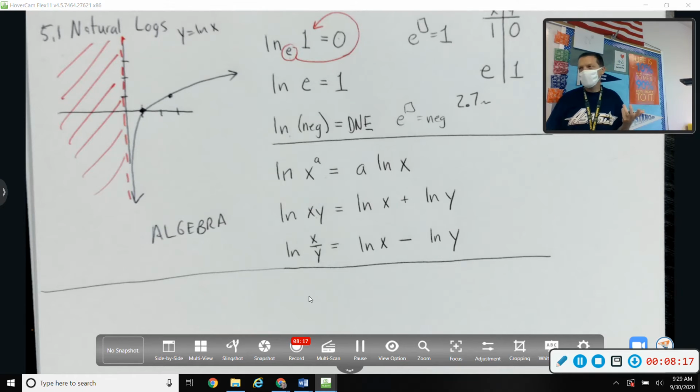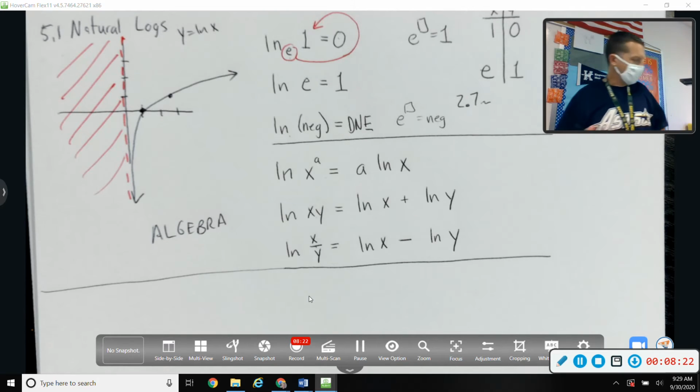And really the calculus rule isn't that hard. It's just, do you know all the algebra rules to make your life a little bit simpler on the calculus side of things?